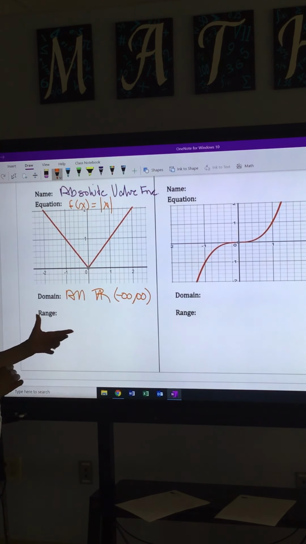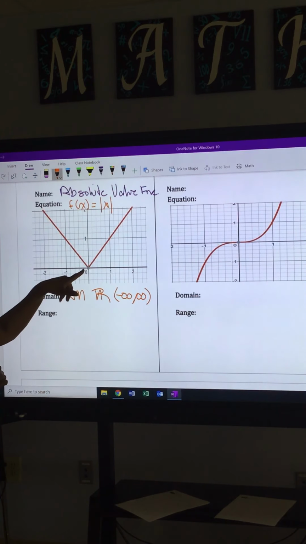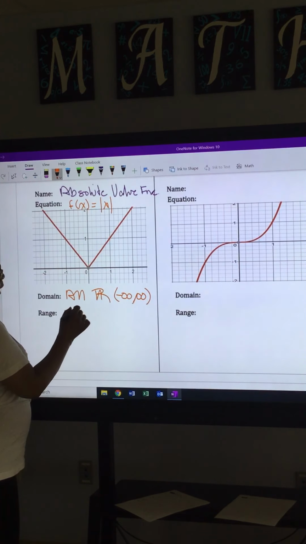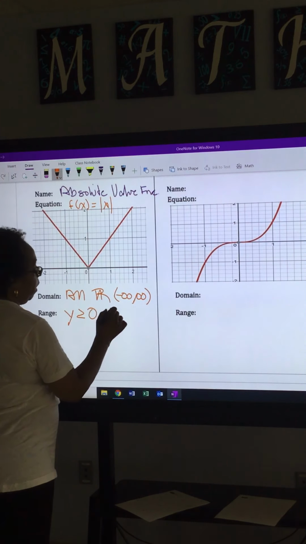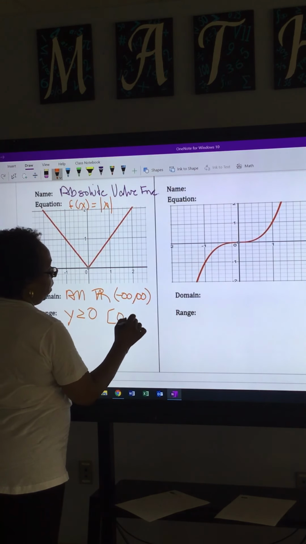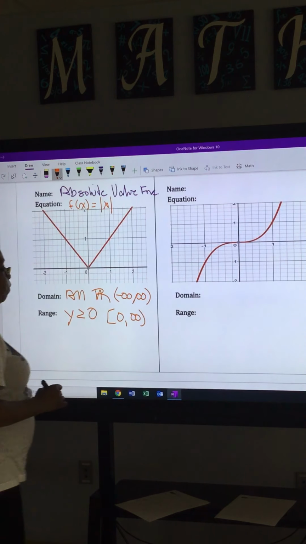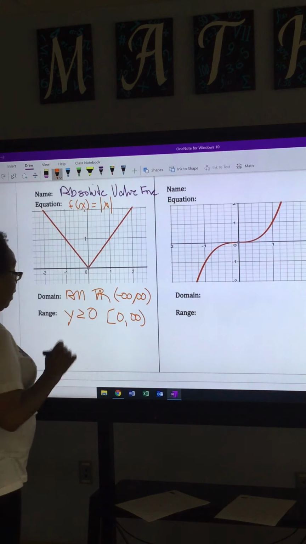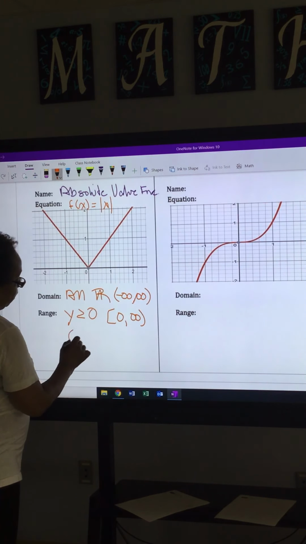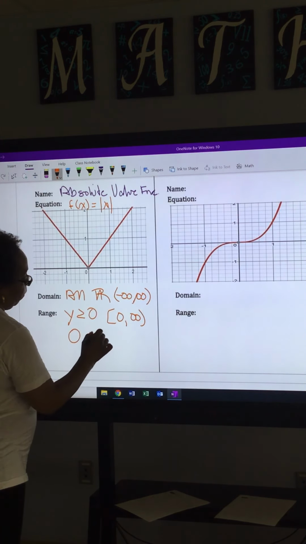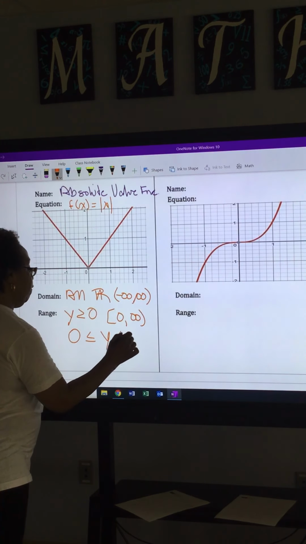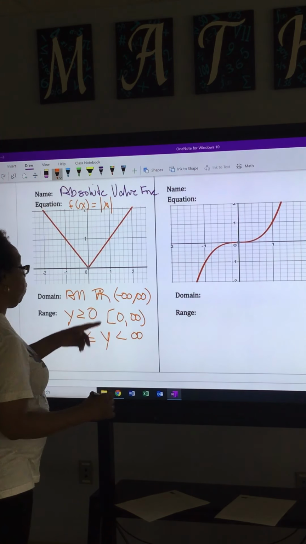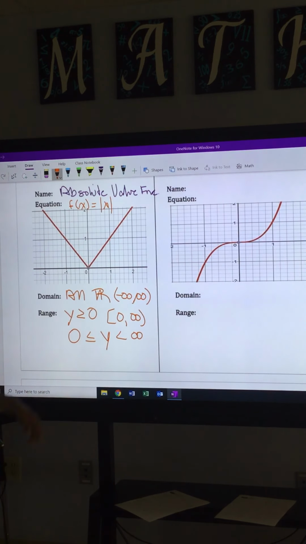Okay? Our range, though, again, like with the quadratic, our range starts at 0 and moves up. So that means y is greater than or equal to 0. Another way to write that would be bracket 0, comma, infinity, parentheses. Okay? All right. And yet another way you could say that y falls between 0 and infinity. Those are just different ways you can write the interval notation on that one.